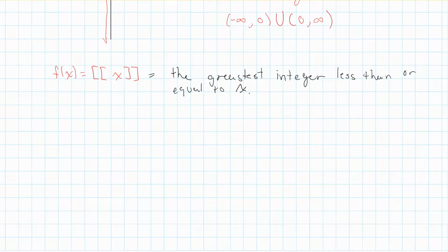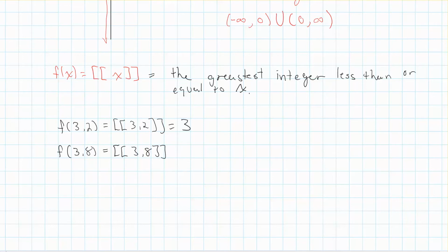So some examples here. If you're looking at f at 3.2, this would simply be equal to 3. Similarly, if you do f at 3.8, this is equal to double square bracket 3.8, which is still also equal to 3. Now, some people want to say, oh, you're just truncating the decimal. That's not a good way to think about it. You want to think about this as rounding down.